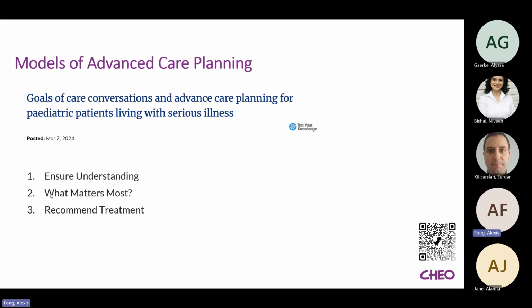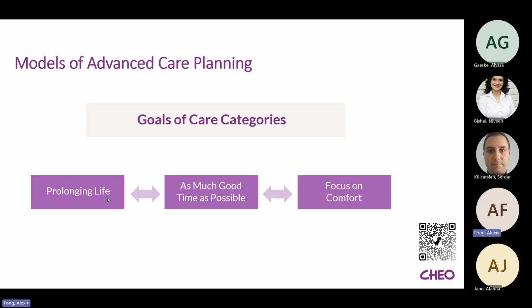Their approach for advanced care planning conversations is fairly simple, or can be simplified down to ensuring understanding of the family, exploring what matters most, and then recommending a treatment. They break down goals of care categories nicely into interventions that prolong life, interventions that would provide as much good time as possible, and then interventions that would focus on comfort. Oftentimes, there are interventions that may not fall cleanly into each of these categories, but it's a nice way to visualize, especially for families, and aligning with what their goals are.